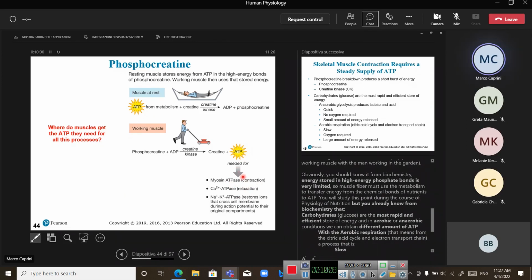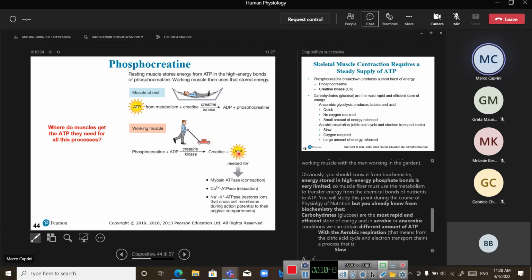Obviously, you should know this process from biochemistry, but the energy stored in high energy phosphate bonds is very limited. So muscle fiber must use the metabolism to transfer energy from the chemical bonds of nutrients to ATP. We cannot use all the phosphocreatine, all the ATP that we have in our body.